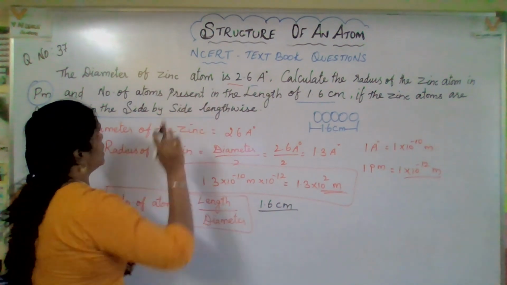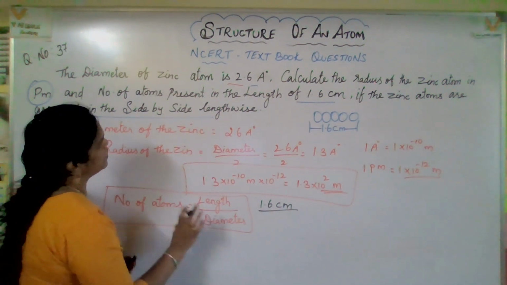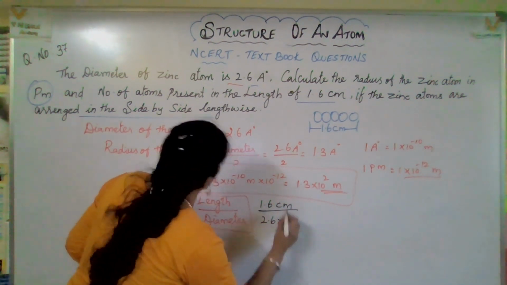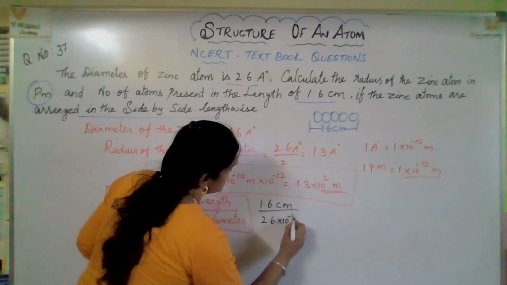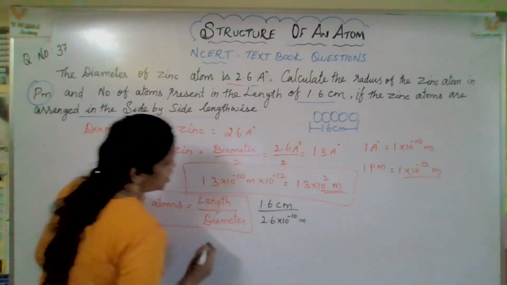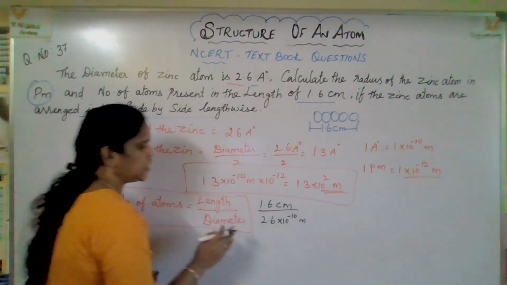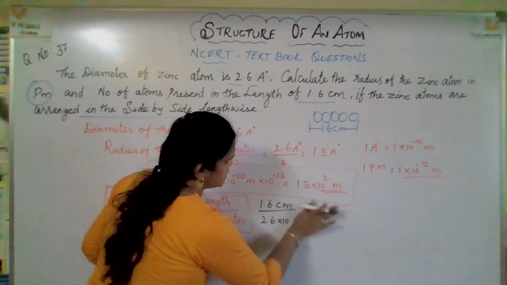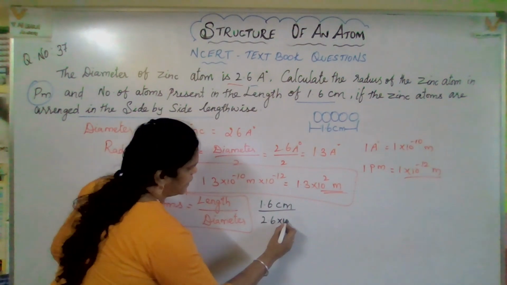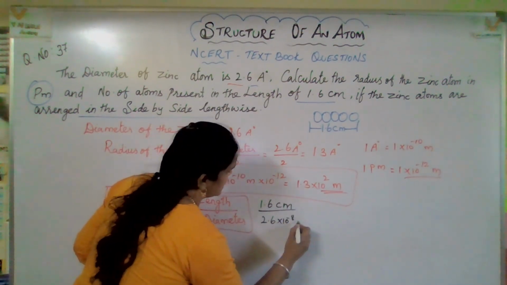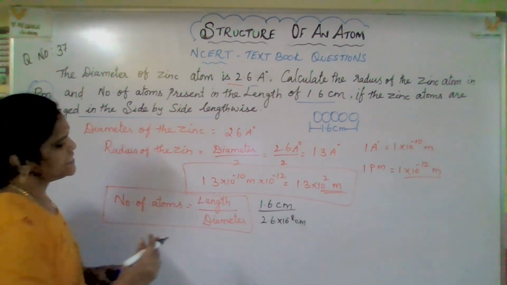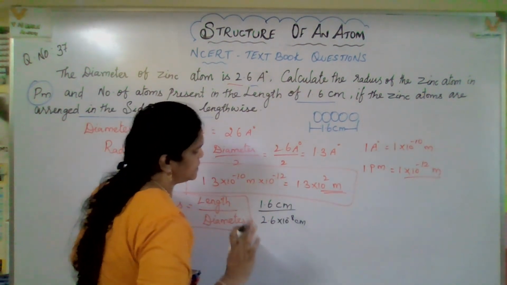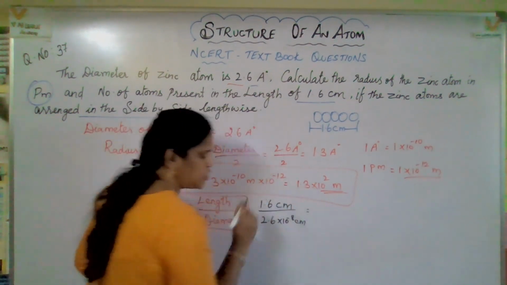Whereas here the diameter is 2.6 into 10 to the power of minus 10 meter, Angstrom, right? So we converted into centimeter only, then it will be easy for us to calculate. Okay, so here minus 10 meter, we converted into 2.6 into 10 to the power of minus 8 centimeter. Yes, okay, you just check it.